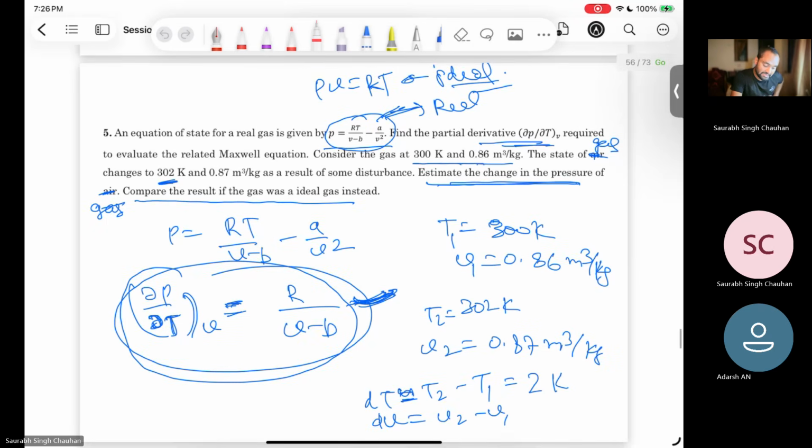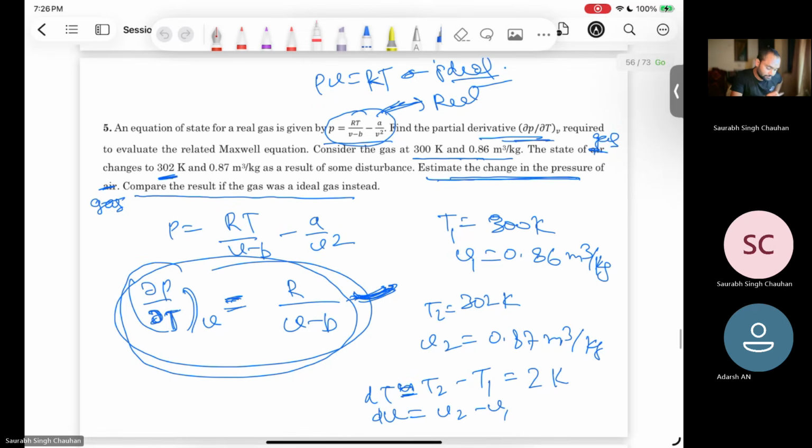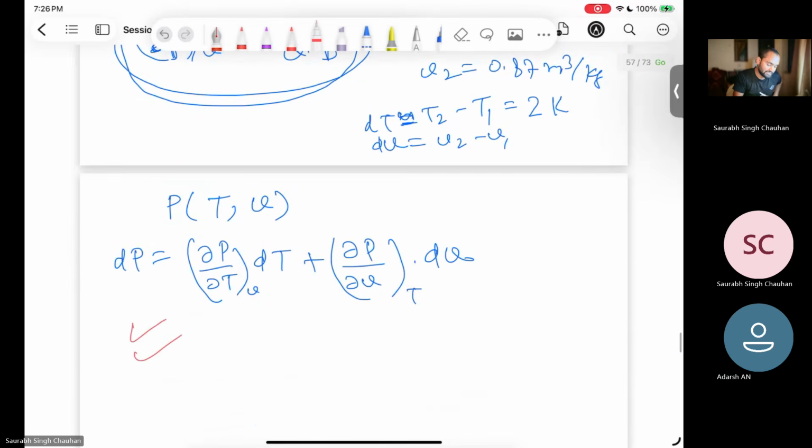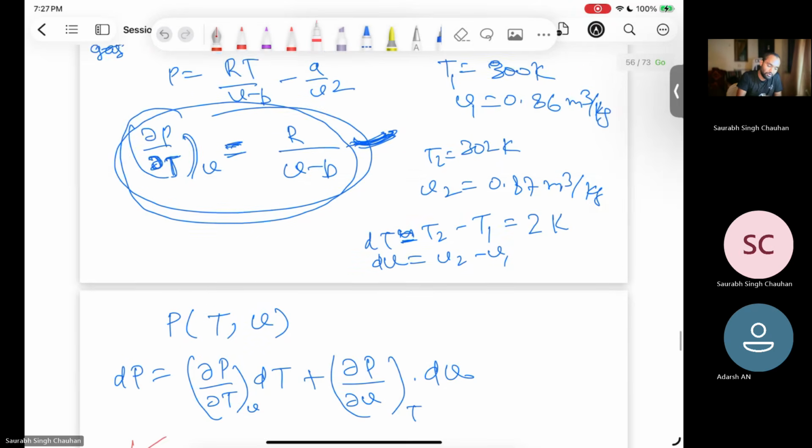Then it is saying to consider the gas to be at 300 Kelvin and 0.86 meter cube per kg, and the state of gas changes to 302 Kelvin. Okay, by 2 degrees it has changed, and the specific volume has also changed, and it is asking us to estimate the change in pressure of the gas. So you can find that, right? You consider the pressure to be a function of temperature and volume. You calculate what will be the dP, and all the things are given.